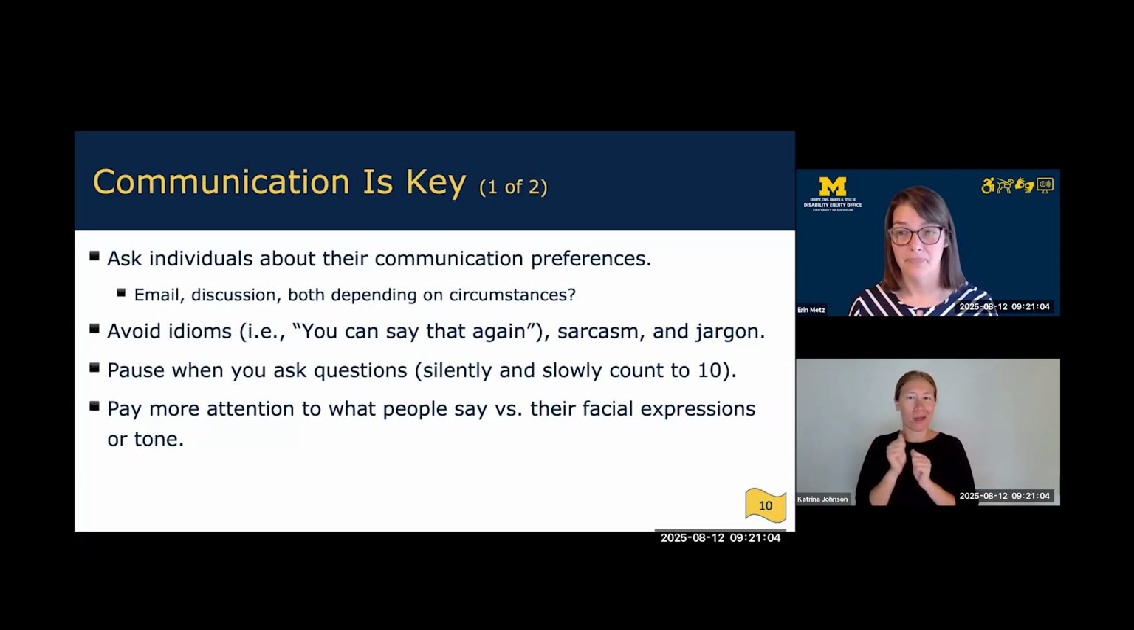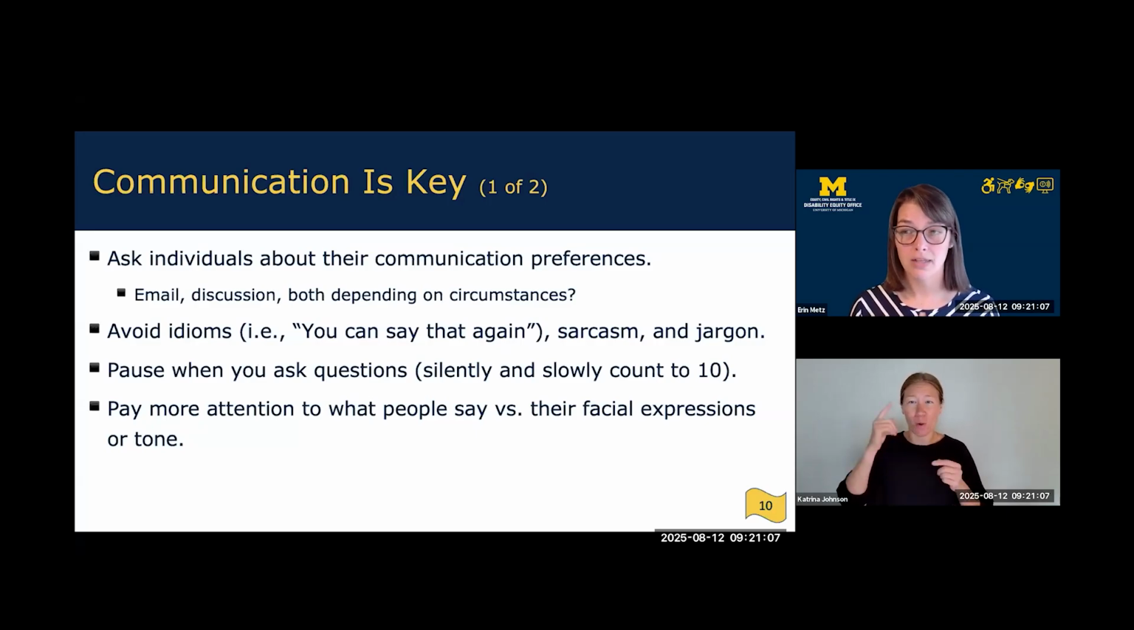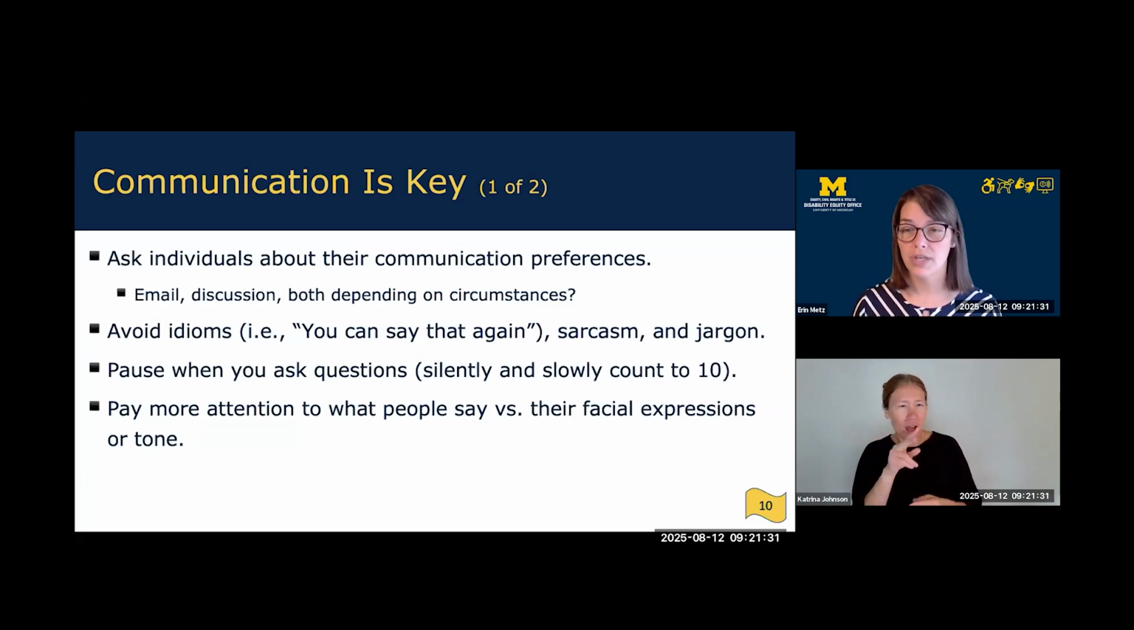Allow processing time. After posing a question, pause and silently count to 10. This provides others with adequate time to listen, process the question, formulate a response, and communicate thoughts. Focus on content over nonverbal cues. Prioritize understanding the message that individuals are conveying, rather than placing too much emphasis on facial expressions, tone of voice, or body language, as these nonverbal cues may vary widely among individuals and cultures.